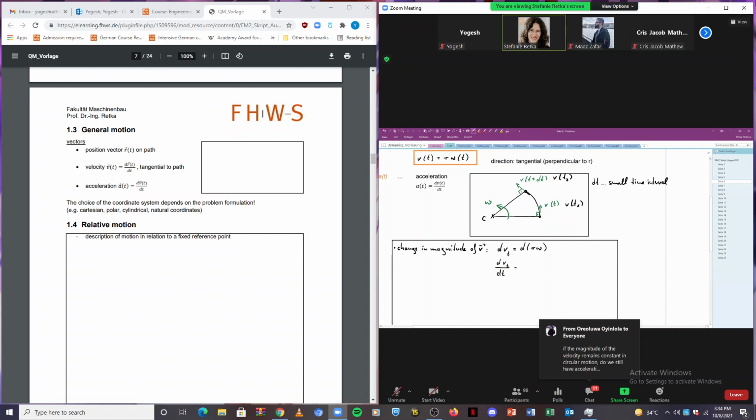The time derivative of the velocity corresponds to the acceleration. And since we are only discussing the change tangential to our path, it's a tangential acceleration.